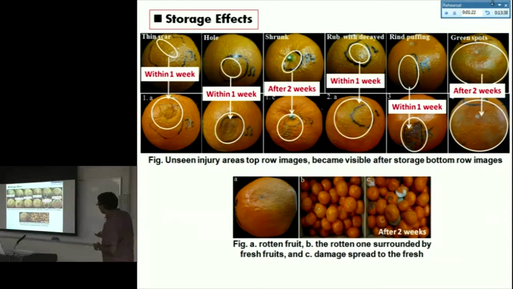In addition, we put one severely rotten fruit in the fresh fruit container and observed how it affects the fresh fruit. And we see after 2 weeks, around 50% of the fruit was affected by this rotten fruit.